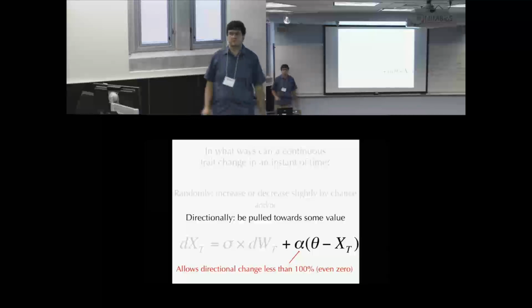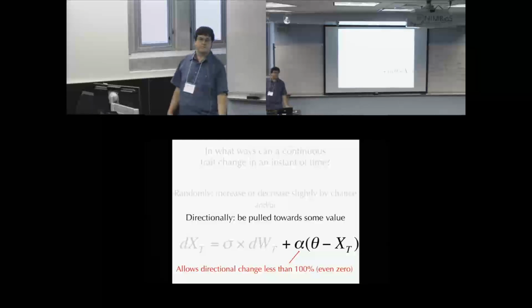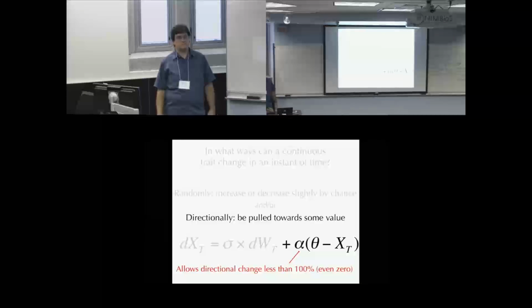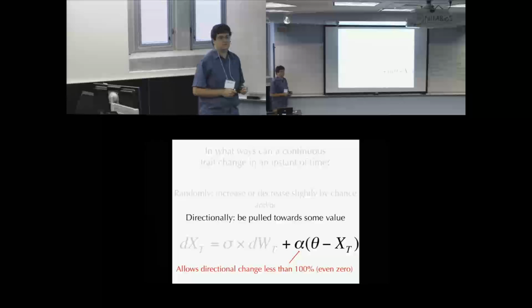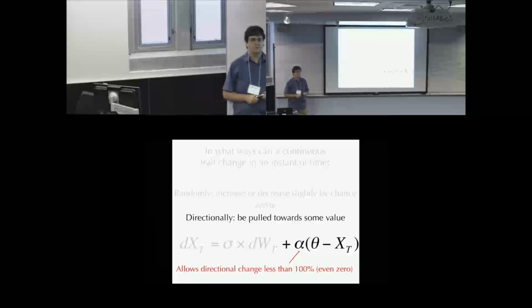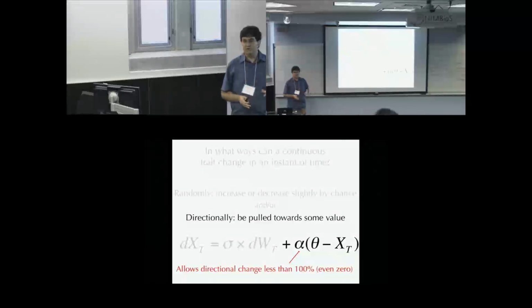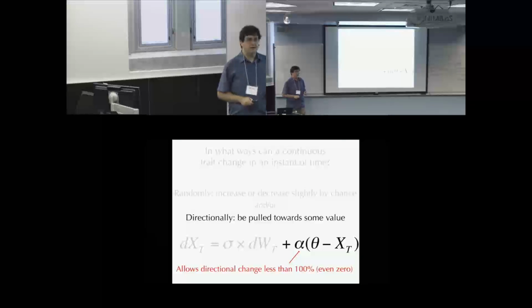So theta is sort of where the adaptive peak is in trait space, and alpha is equivalent to the strength of selection, sort of thing? Yeah, but it's not like S in pop gen. It's more complex. And Steve's going to get into that more tomorrow.